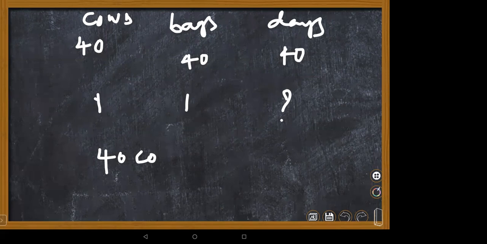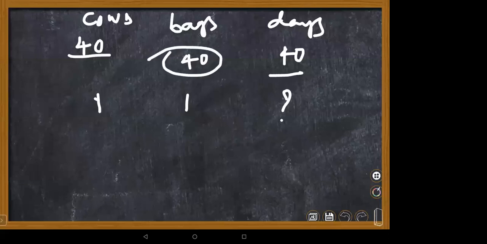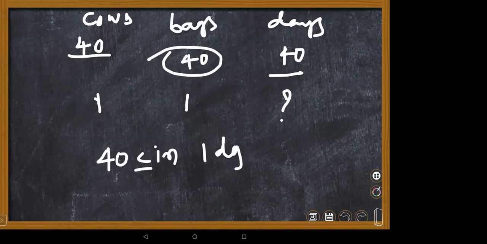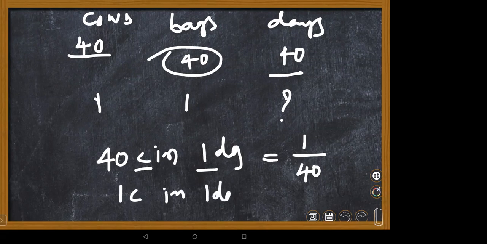Please solve it and then you can leave. How are you supposed to do it? First, 40 cows in 40 days, how much quantity are they eating? 40 bags. So 40 cows in 1 day, how much are they eating? 1 by 40 of a bag. So, one cow in 1 day. Ma'am, 1 by 160. Ma'am, 1 by 1600.